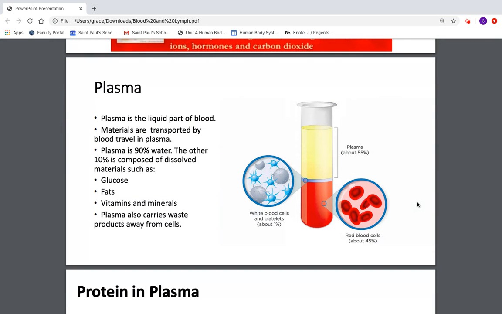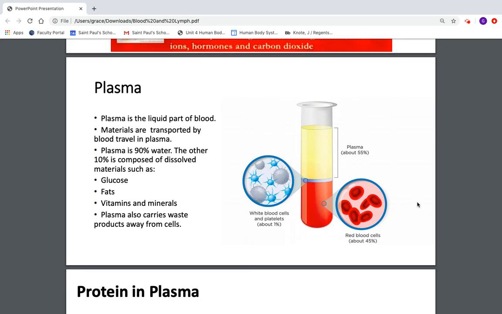So the majority of blood seems to be plasma, and so materials that are transported by blood travel in plasma. For example, glucose, carbon dioxide, fats, vitamins, minerals, and hormones, which trigger other reactions in the body. And so plasma is mostly made of water. It's about 90% water, and the other 10% is composed of dissolved materials and substances.